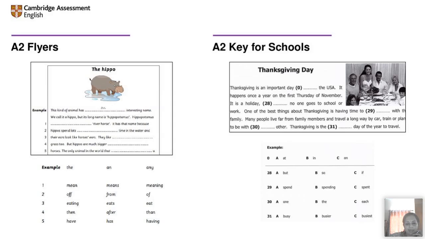I'll leave the slide for a couple of seconds for you to just see the content. Both are grammatical usage of a particular technical ability. But if you can see, in flyers the application is slightly easier than in Key for Schools. So it is all about how much the learner has understood the language and is able to implement it or use it in communication.